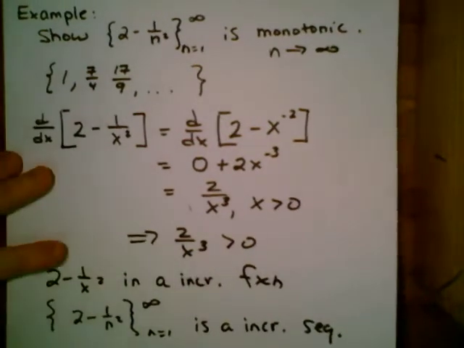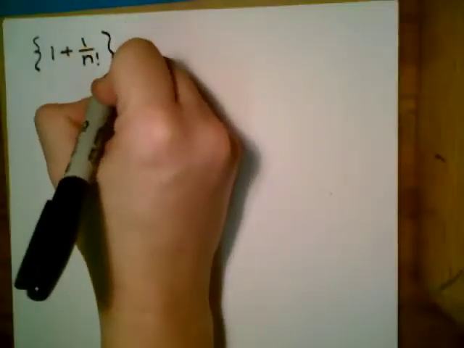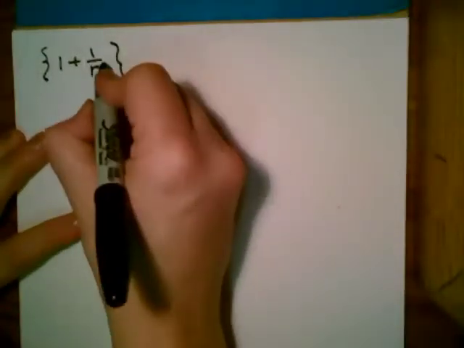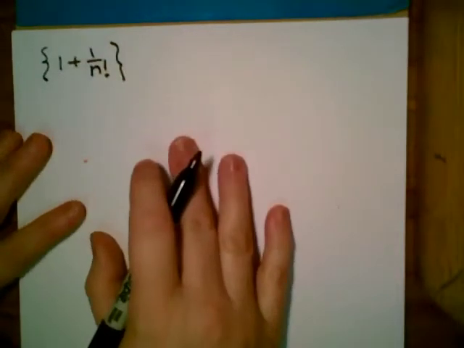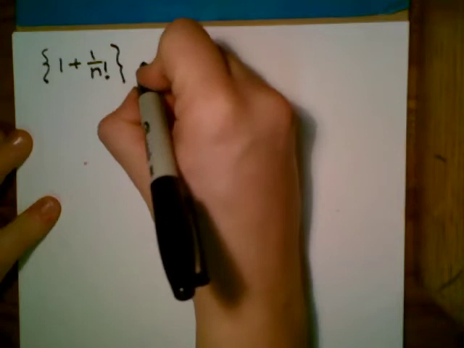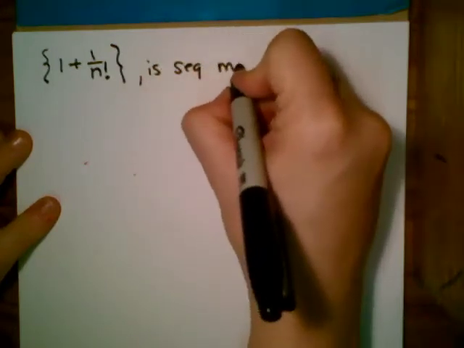Let's take a moment and look at another example that needs a little bit different approach, and looking at my notes, that sequence is going to be 1 plus 1 over n factorial. And so having this factorial term rules out using derivatives, at least directly. Okay. Is the sequence monotonic?